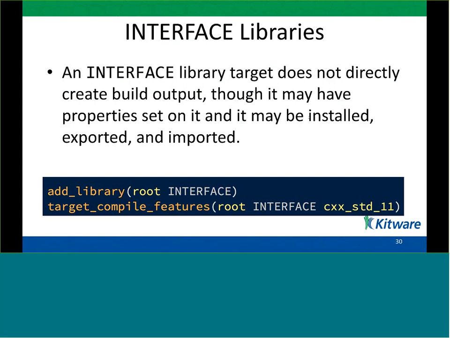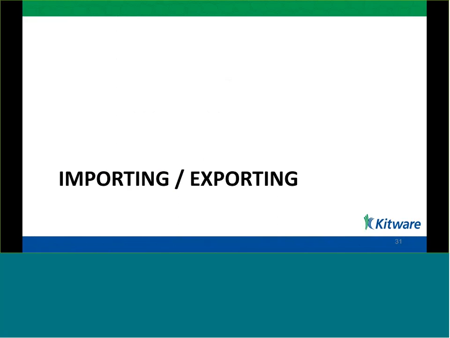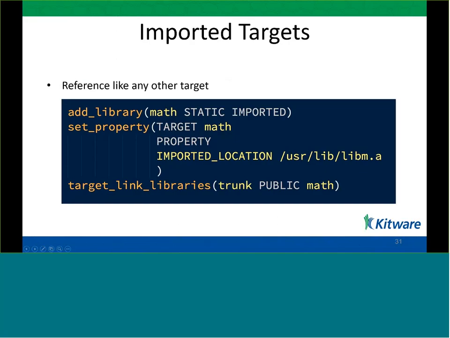Interface libraries are a target that doesn't create any build output, though it may have properties set upon it, and it may be installed, exported, and imported. So you could use it for something like turning on C++ 11, or you could use it for header file only libraries. Along the lines of this, importing and exporting of targets is something that's important in keeping with this targets as objects.